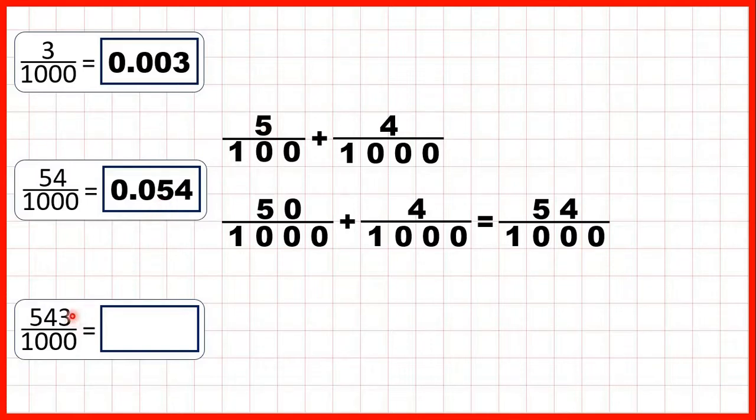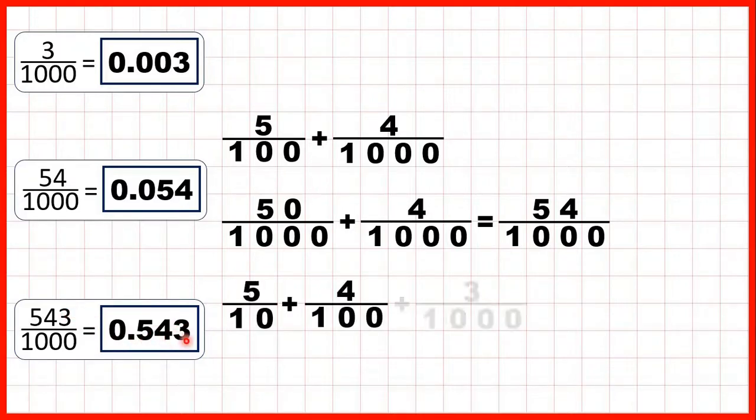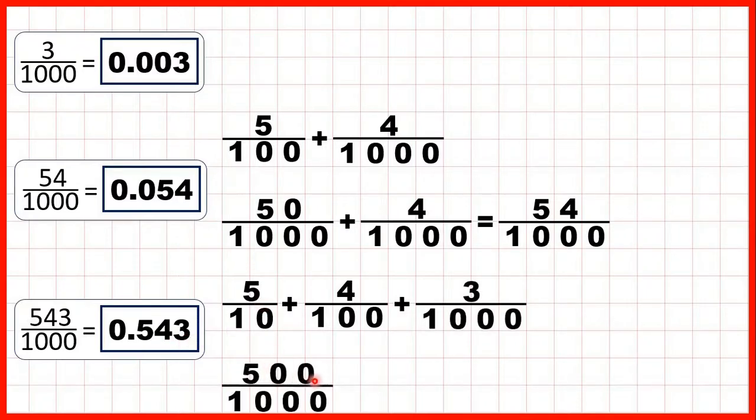Then we had 543 thousandths, which is 0.543. So as a decimal, that's written with 5 in our tenths column, 4 in our hundredths column, and 3 in our thousandths column. But 5 tenths is equivalent to 500 thousandths. That's because we can use multiplication to find equivalent fractions. 10 times 100 is 1,000, and what we do to the denominator, we do to the numerator as well, and 5 times 100 is 500.